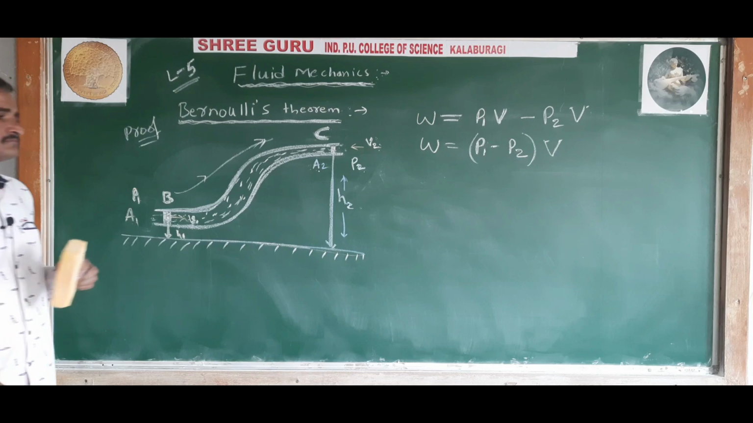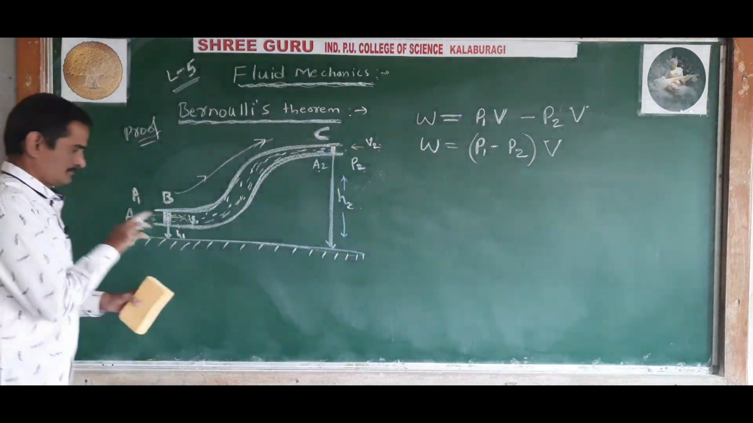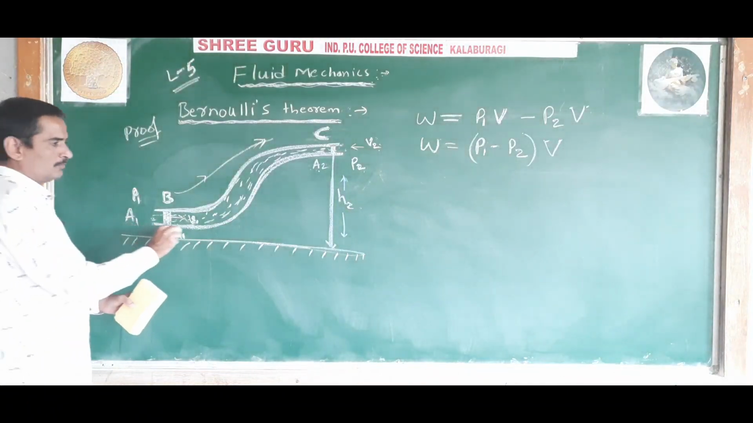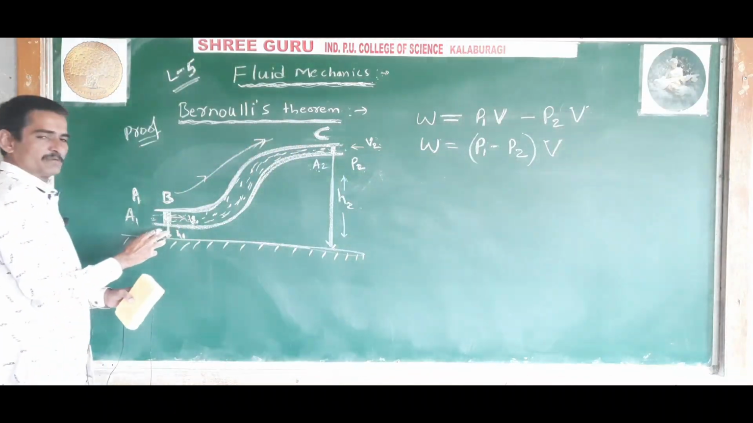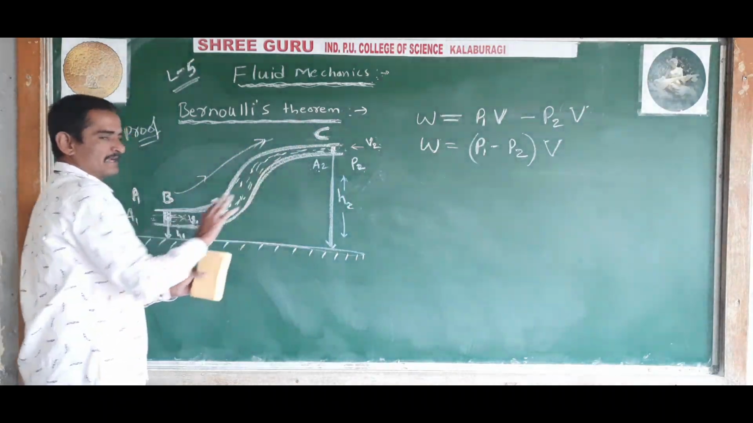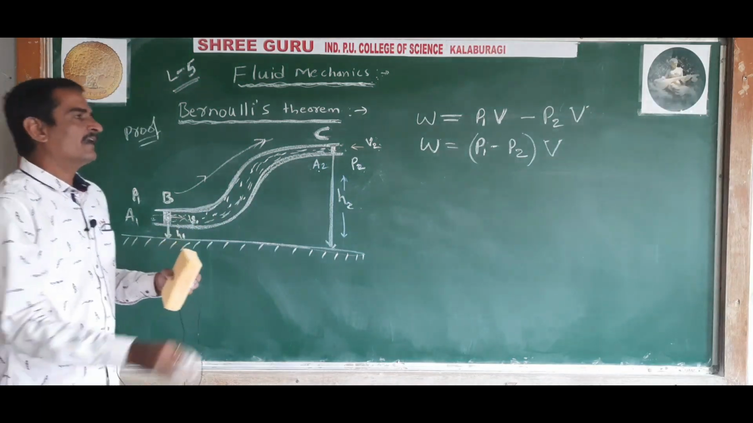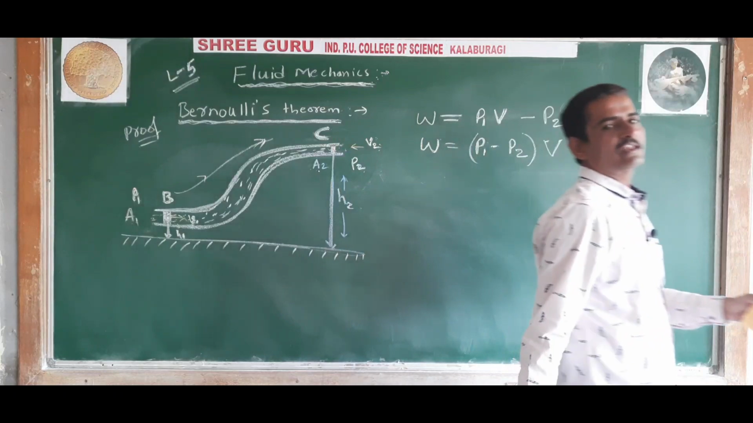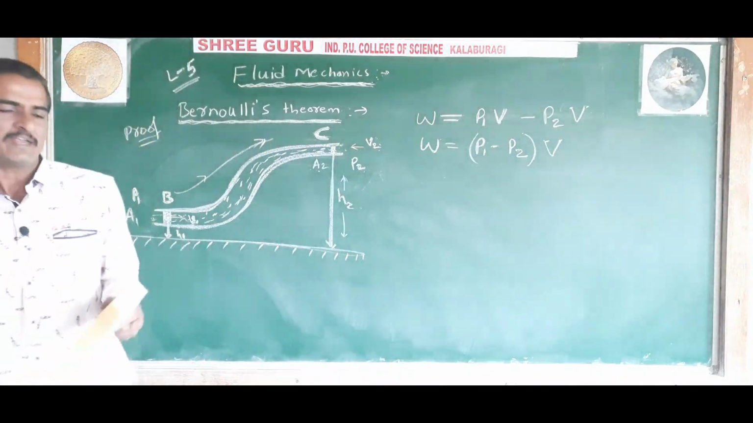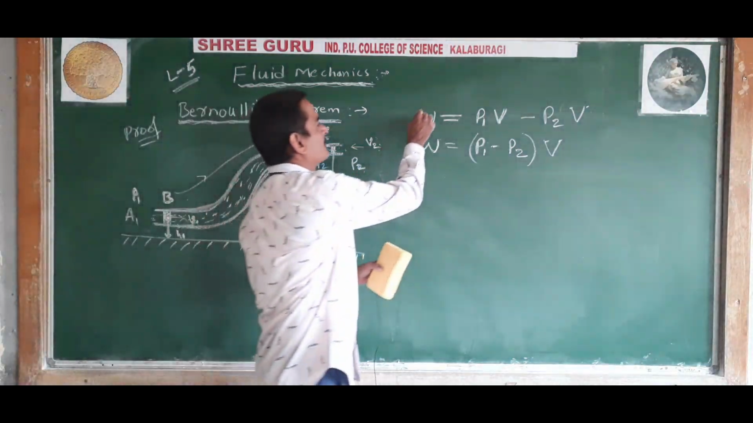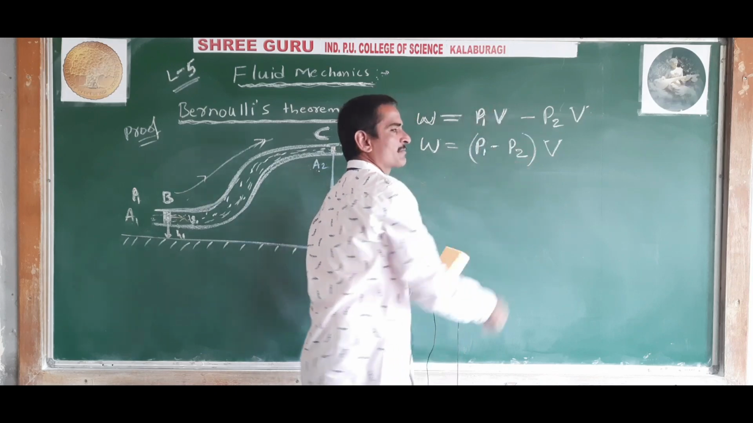Okay. So now this work done is used by the liquid. Work has to be done to move the liquid from the end B to C. See here, end C is at a greater height and end B is at a lower height. So to move the liquid of volume V from the end B to C, work has to be done, and the work done in pushing the liquid of volume V from the end B to C is given by W is equal to P1V minus P2V. You have studied this formula.